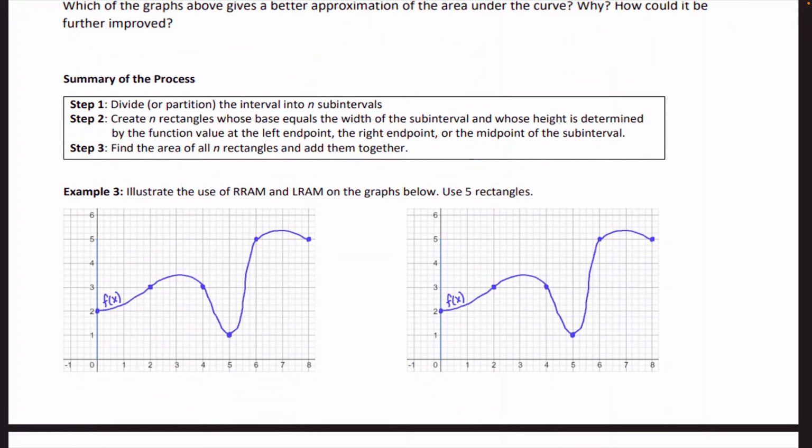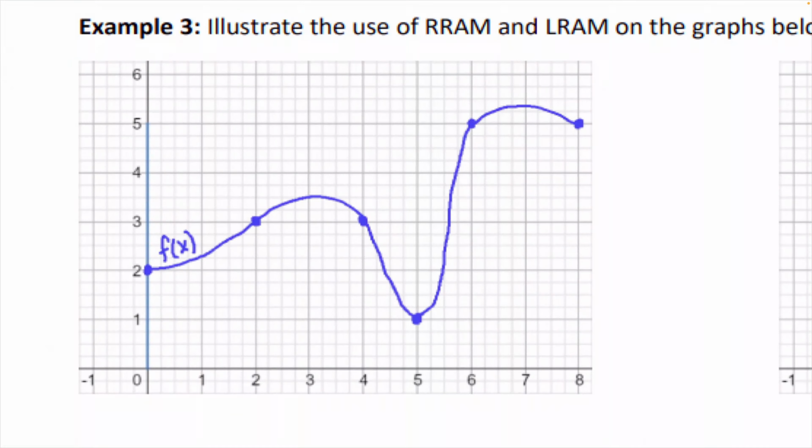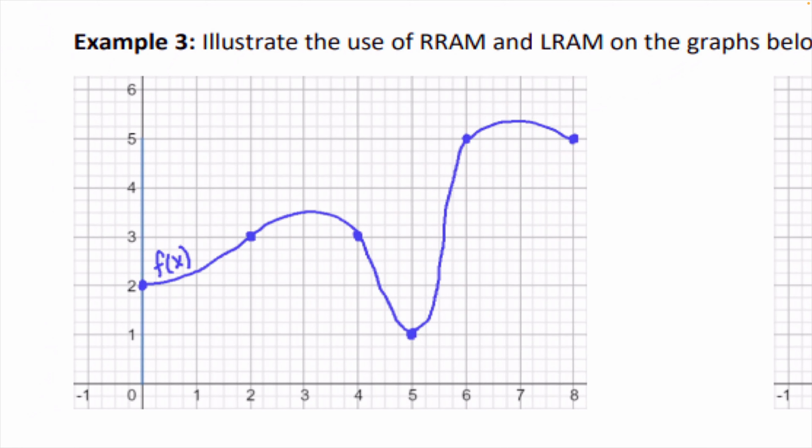All right, so now we're going to do examples of RRAM and LRAM. We're going to draw the rectangles and then find the area of them. RRAM will be the first one. They're the same function, both of them. So let's do RRAM first. RRAM means the top right corner is going to touch the function. Those dots are already made for you, and they represent the height of the rectangle. So the first rectangle is going to look like this.